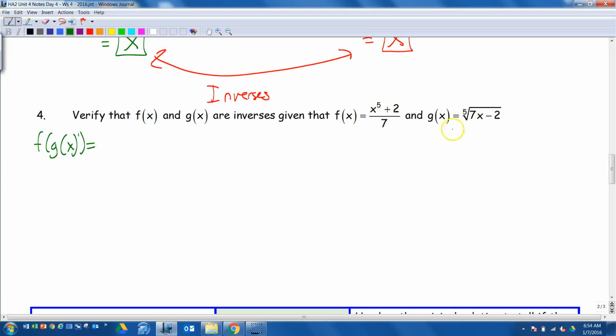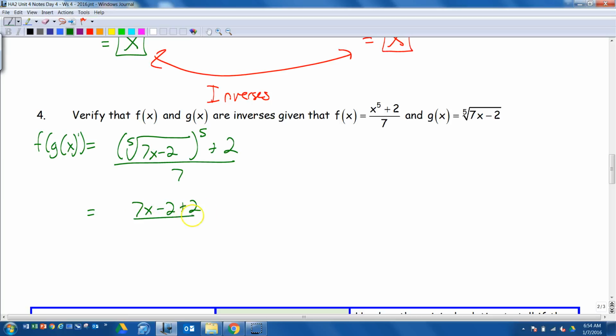F is this one here. We're putting g in there. So where x was, we're going to put a parentheses. We have the 5th root of 7x minus 2, all to the 5th power, plus 2, all over 7. Alright, the first thing you notice, hopefully, is that the 5 and the 5th root cancel. So we're left with 7x minus 2 plus 2 all over 7. Don't just say x at this point, okay? We can't cancel that out until we've gotten rid of the like terms on top. Negative 2 plus 2 is 0, so I get 7x over 7, which now is x. Please show that step.